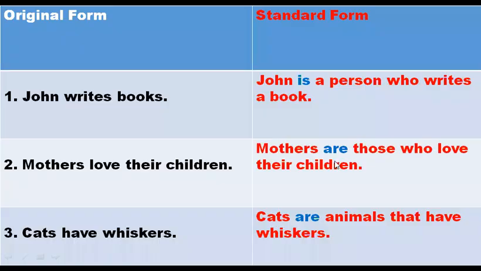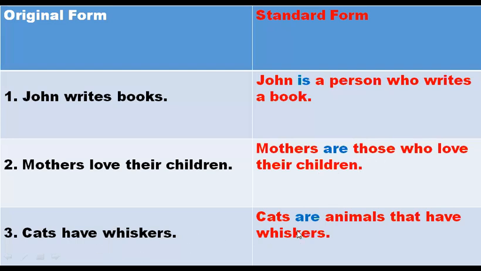Very straight. Ito na. Original form: John writes a book. Standard form: John, subject, is, yan, copula, a person who writes a book. Original form: Mothers love their children. Sabi mo, saan dito ang copula nito? Mahirapan ka maghanap ng copula. That's why, i-transform mo siya into categorical form. Mothers are those who love their children. So mayroong subject, mayroong copula na affirmative, mayroong predicate term, those who love their children.